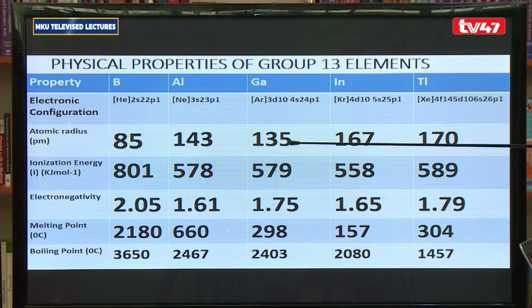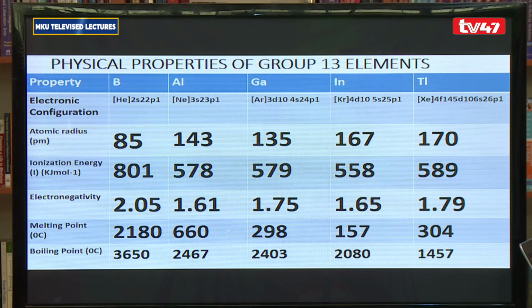Now, between gallium and indium, there is the normal increase in atomic radii because in both of them the d orbitals are filled. But between indium and thallium, the atomic radii increases minimally, because in thallium we are now filling in the 4f orbitals with 14 electrons.